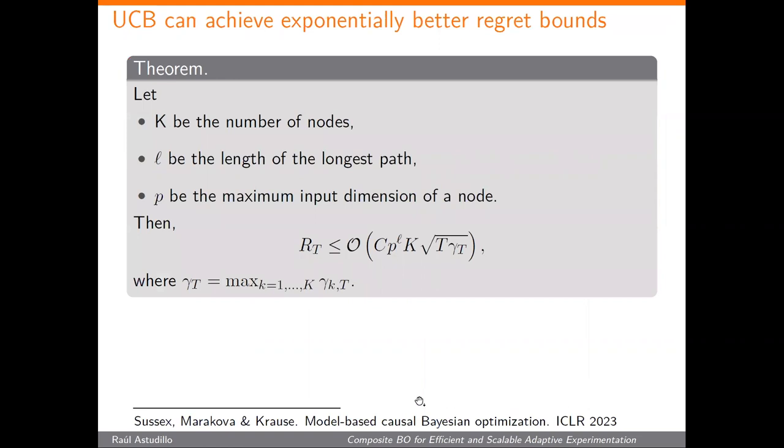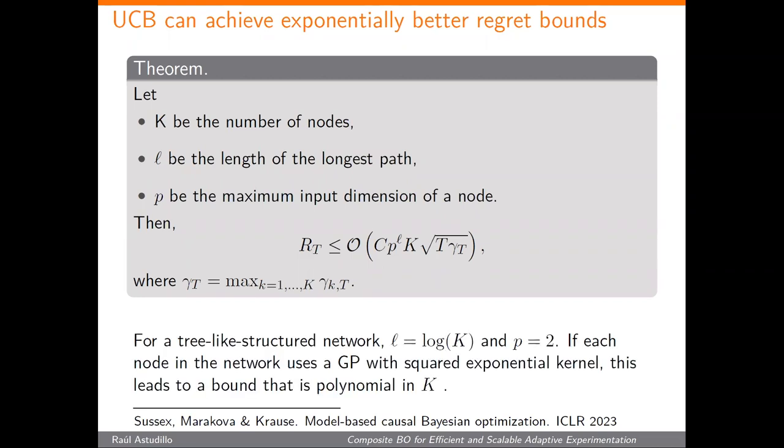More recently, people in Krauss's group showed this very interesting result about a UCB type of acquisition function. Essentially, they provided regret bounds for this acquisition function. In the interest of time, I'm not going to go into the details of this result, but the regret bound they derived implies that for some kernels and for some network structures, the regret bound that you can show for this acquisition function is exponentially better in the input dimension than what you can show using the standard UCB acquisition function.